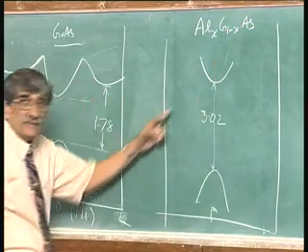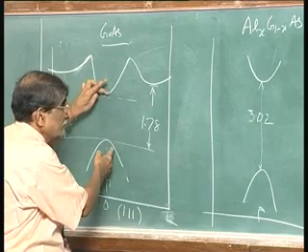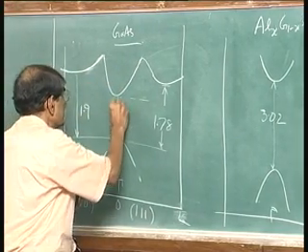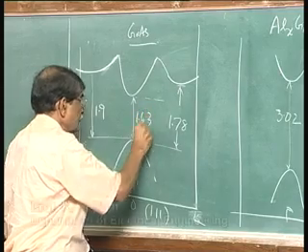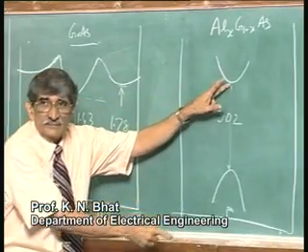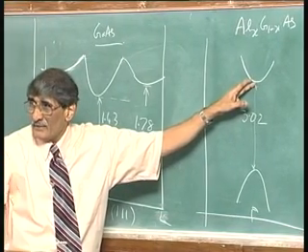Okay. Now, similarly, you will have along this 111 direction, that is the L direction, a band gap which is also indirect, but is about 2.23, something like that.